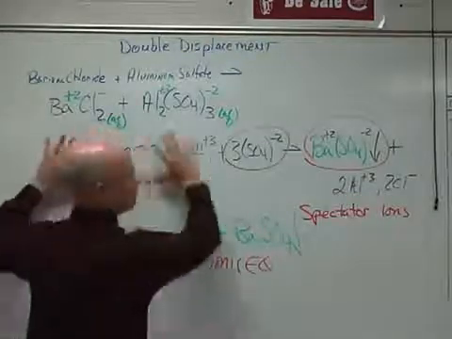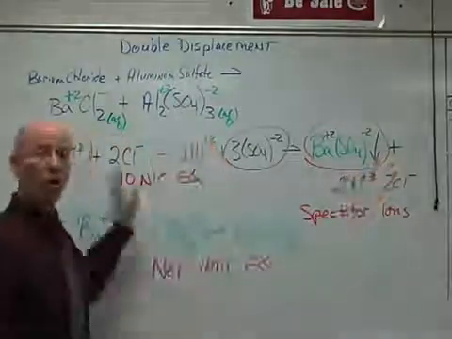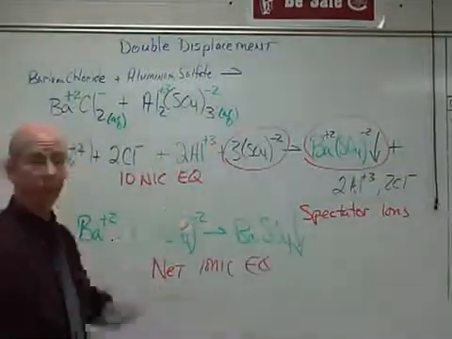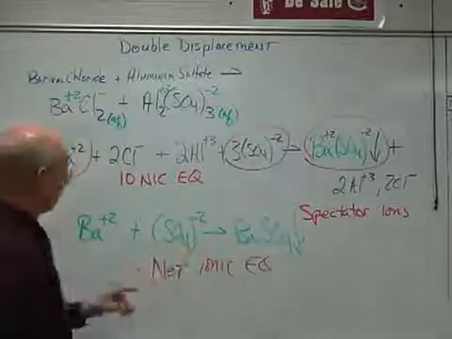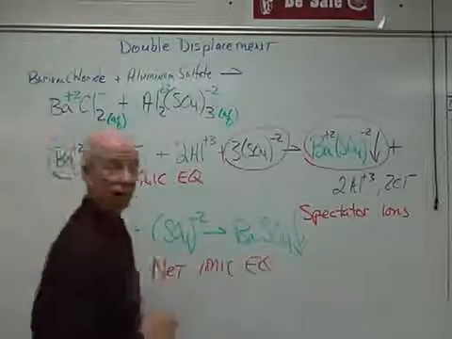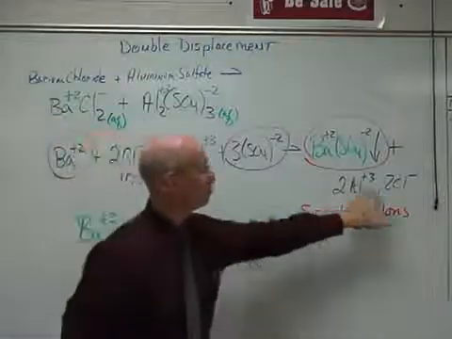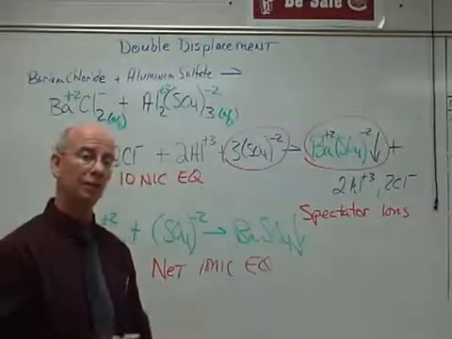Same thing here. Here's the entire reaction. All the ions included, ionic equation. But this is what really happened. And this is really all we're interested in. That is called the net ionic equation. And what was left over are 2 spectator ions that were not participating in the reaction.